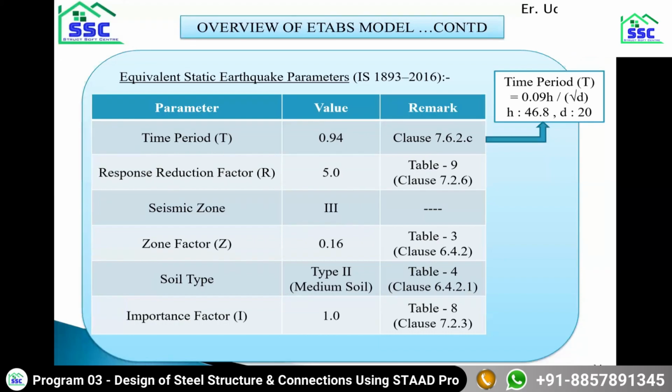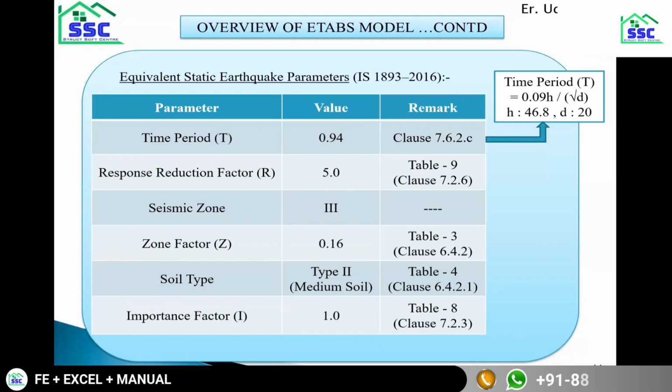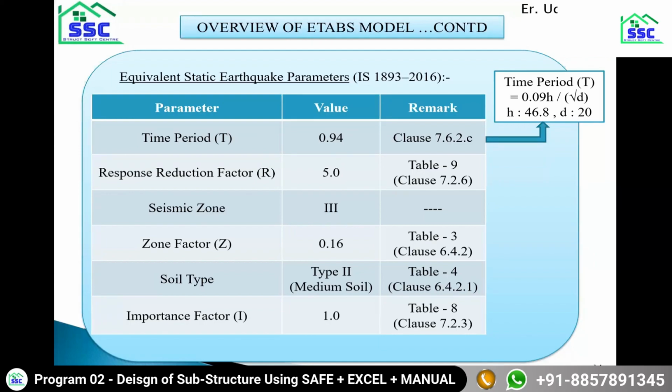So you can refer IS 1893 for how this height is to be calculated. And of course, the dimension in X and Y direction of the building is 20 meters. So if you evaluate this formula, 0.09h divided by under root d, then you get a value of 0.94, which is assigned to the model in X direction as well as the Y direction. Rest all the parameters we have already discussed.